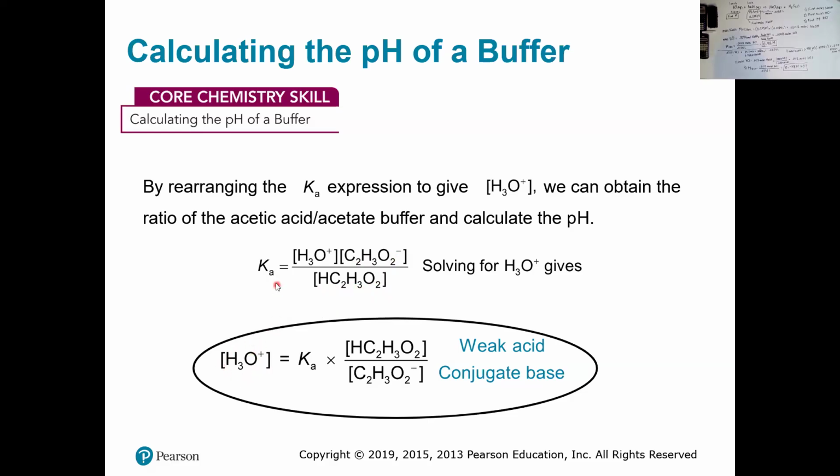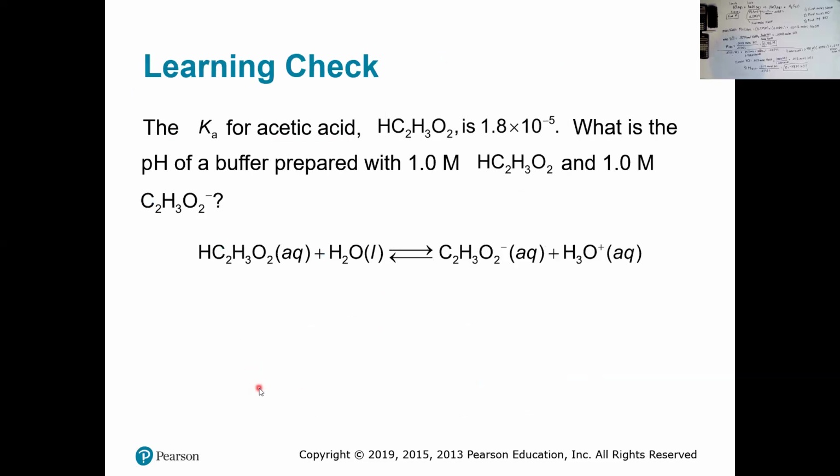So we want to take our acid dissociation expression and solve it for H3O plus. And as long as we know these other three pieces of information, we can solve that expression for H3O plus, and then we can find our pH. All right. So let's take a look at this example. They're giving us the Ka for acetic acid. It's 1.8 times 10 to the negative 5. What's the pH of a buffer prepared if we have 1 molar acetic acid and 1 molar acetate ion?